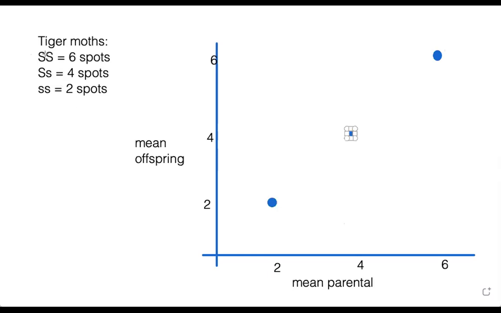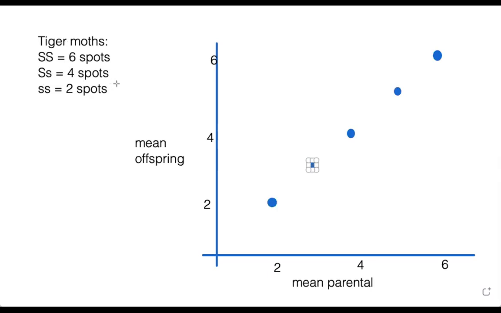Let's say we cross a big S big S with a big S little s. One parent has 6, one parent has 4. So the mean is 5. And half the offspring will be homozygous dominant and half will be heterozygous. So the offspring mean is also going to be 5. So we can put a spot right there. If we cross big S little s with little s little s, right, one parent has 4 and one has 2. The mean is 3. Half the offspring have 4 and half the offspring have 2. So the mean is also 3.